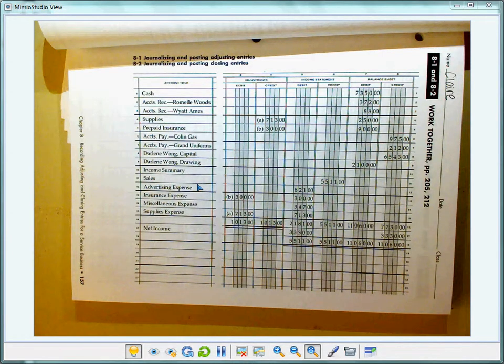Okay. So we have a partial worksheet of Darlene's delivery service for the month ended July 31st. Also, we have a journal and ledger accounts. And so what we're doing, using page 4 of our journal, is journalize and post the adjusting entries. We're going to have to look here on this page to see what our adjustments were, what the amounts were, and then we will journalize those on page 158.